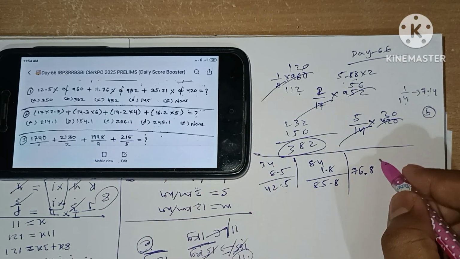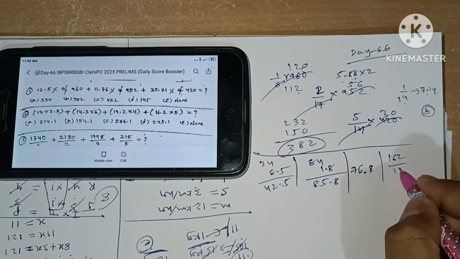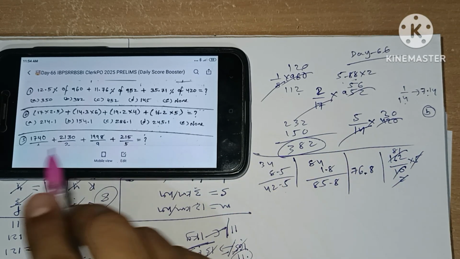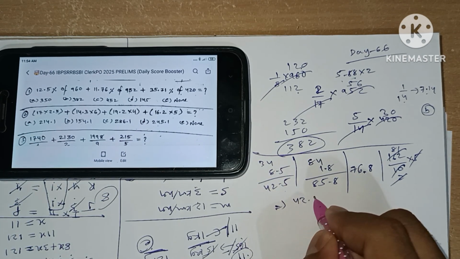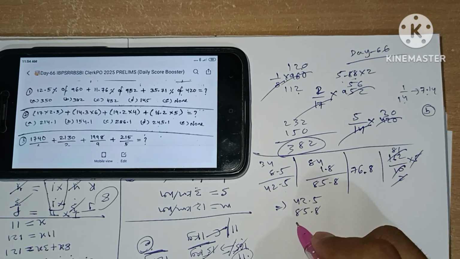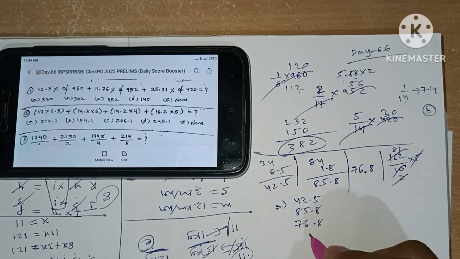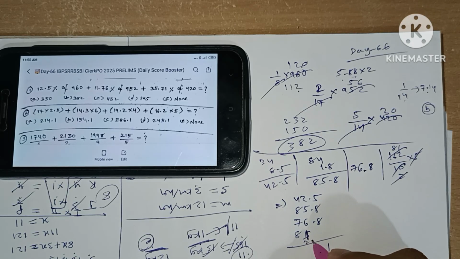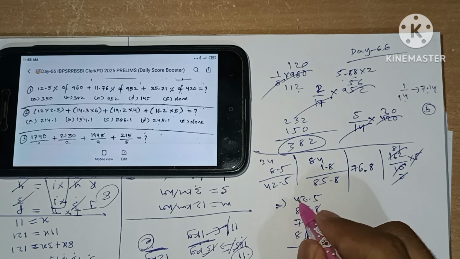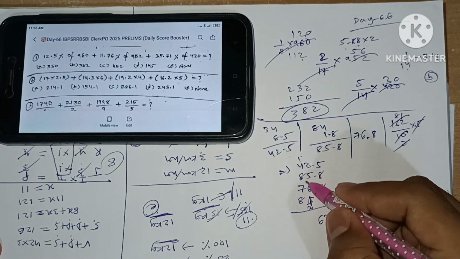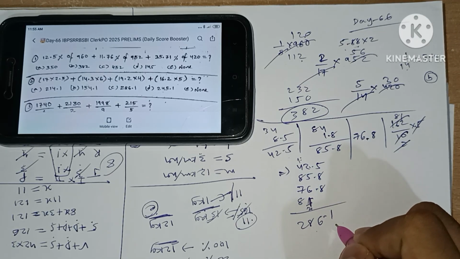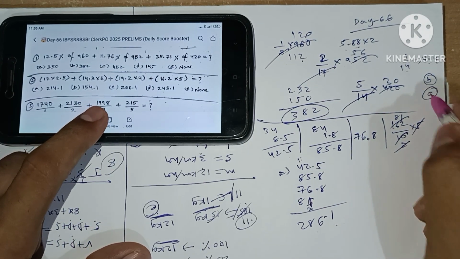Let's assume this as 162 divided by 10 into 5. 5 2 times 10, 5 81 times. So these are all in addition. What we get is 42.5 plus 85.8 plus 76.8 plus 81. Adding these up, we get 286.1 as our answer. So the answer will be option C. Second one answer is option C.